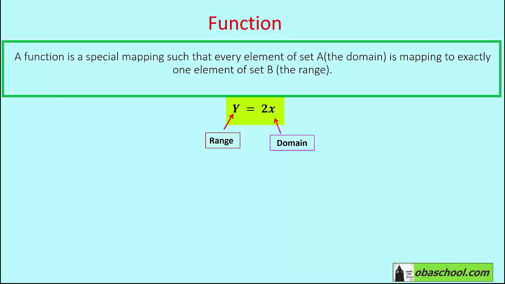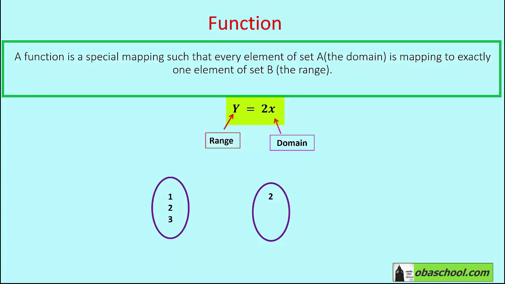Let's represent this equation on the mapping diagram. Set A, which is the x domain, and set B, which is the y, the range. If we consider the values of x to be 1, 2, and 3, we need to determine the new set that is the y. First, y equal 2x. This means 2 times x. When the x is 1, this means that 2 times 1 is 2. So the first value of y is 2.